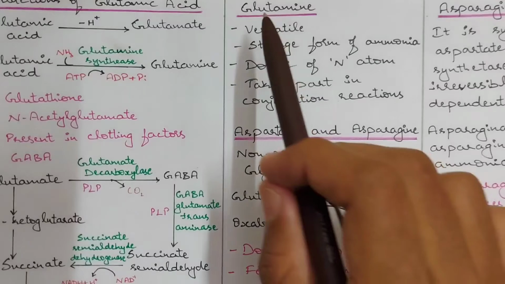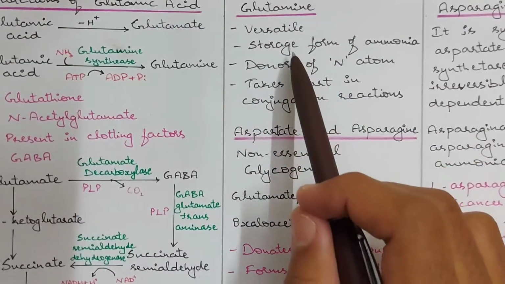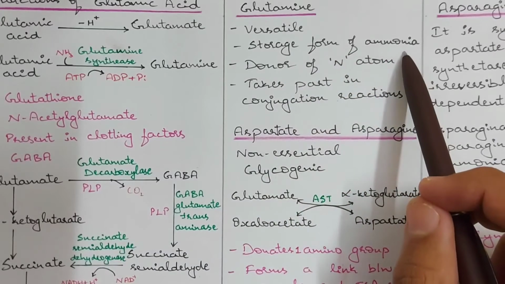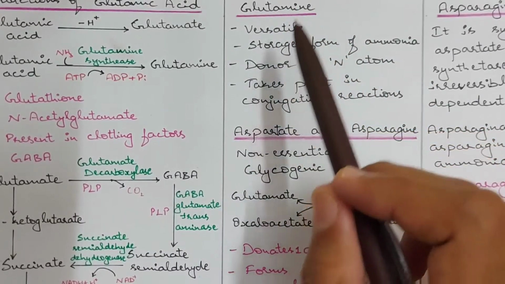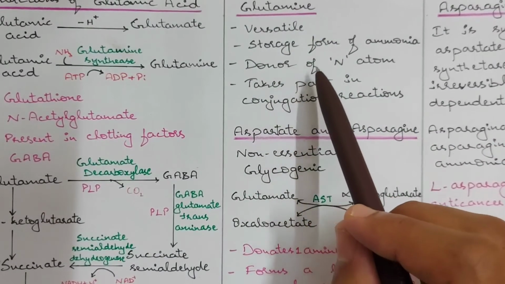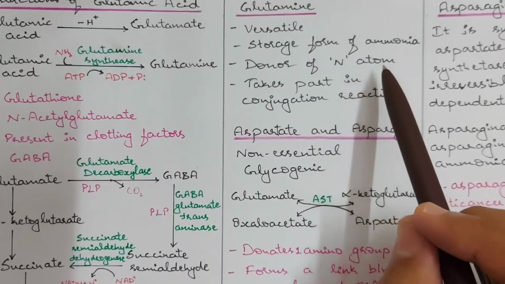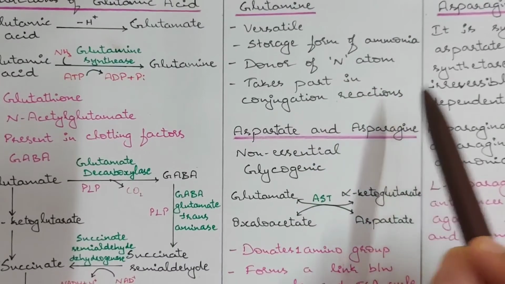Now we shall study about glutamine. Glutamine is the most versatile amino acid and it is the temporary storage form of ammonia. Glutamine is highly diffusible and hence it is easily transported. It is the donor of nitrogen atom for purine and pyrimidine synthesis and it takes part in many conjugation reactions.